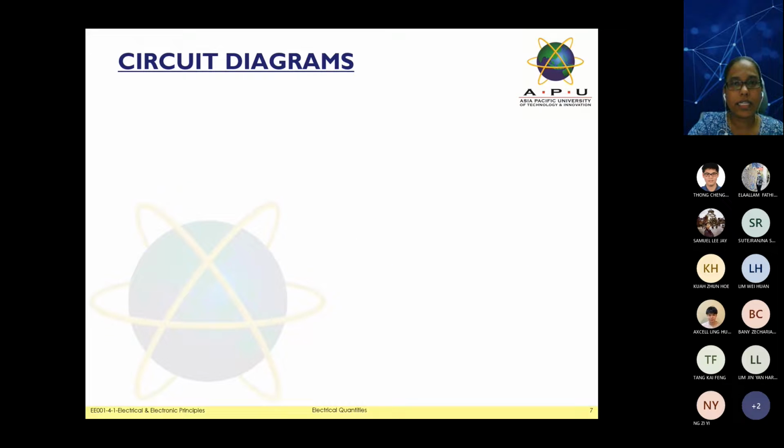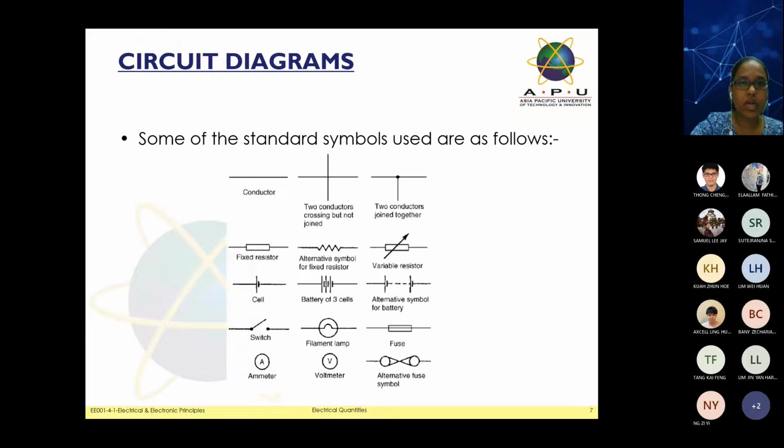Let's go with the next one. Now have a look at the diagram here. Later on, when you go to the simulations lab, you need to understand a few symbols here that you need to know. Have a look at the image on your slide. I'm going to write first, second, third based on the sequence here. Number 1, number 2, number 3, number 4, number 5.